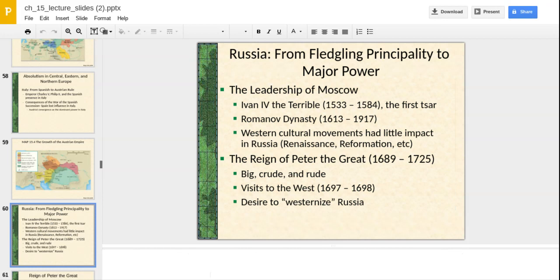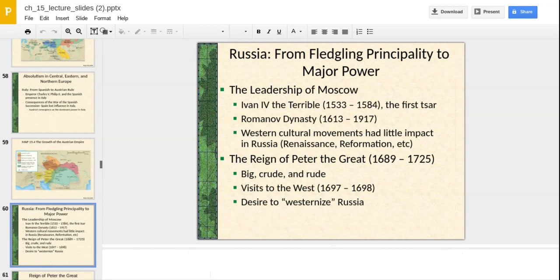And the Romanov dynasty would rule all the way up into 1917, where, of course, the infamous incident with Tsar Nicholas II and his entire family being killed after the Bolshevik Revolution. Now, Russia had been pretty much outside of all the cultural movements such as the Renaissance and Reformation. They were sort of backwater European, if you will. But that's about to change under the reign of a well-known absolute monarch called Peter the Great.